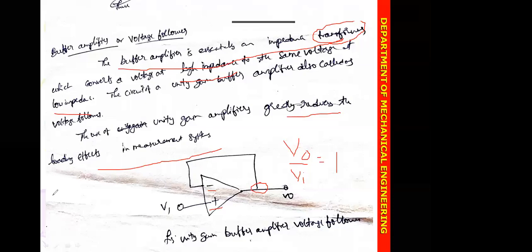Here the circuitry is a unity gain amplifier, and it reduces the loading effects in the transformers, that means in measurement systems. For example, if loading fluctuations take place, automatically the power is shut off. So there we can use this buffer amplifier or voltage amplifier.